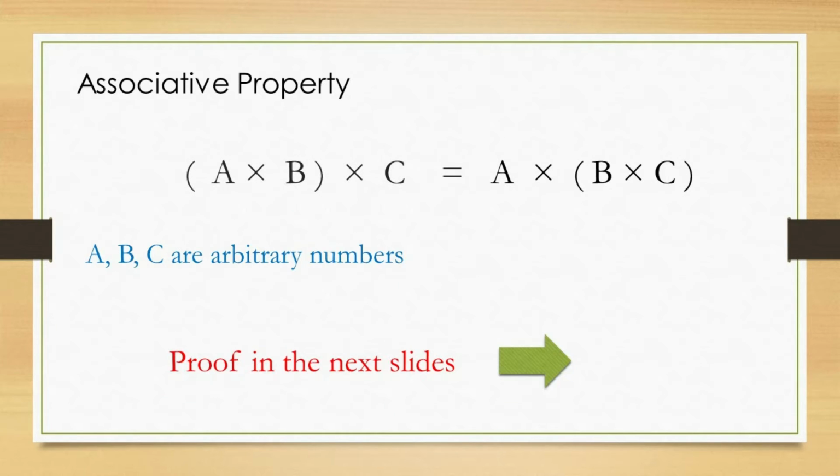The question is whether or not such associative property is preserved in any numbers, or arbitrary numbers, and not limited to particular numbers. As far as the conclusion is concerned, the answer is yes. The associative property is preserved in any numbers, or arbitrary numbers. The proof of this property will be provided in the next slides.